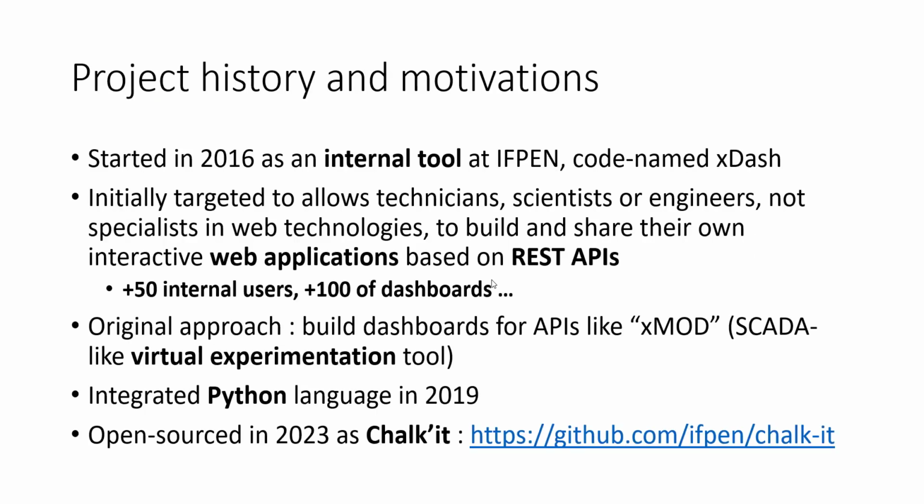First, let me talk to you about our project history and motivations. Our project started in 2016 as an internal tool codenamed Xdash. It was originally targeted to allow my colleagues, who were researchers or engineers, to build in an autonomous way interfaces in the form of web applications to allow them to share with other colleagues the scientific code they develop. Our original approach was to build a SCADA-like virtual experimentation tool for APIs. We integrated the Python language in 2019, and that was a very important evolution for our tool.